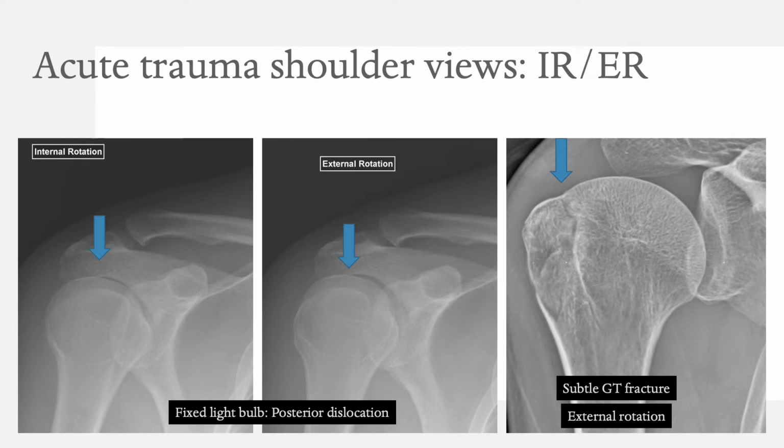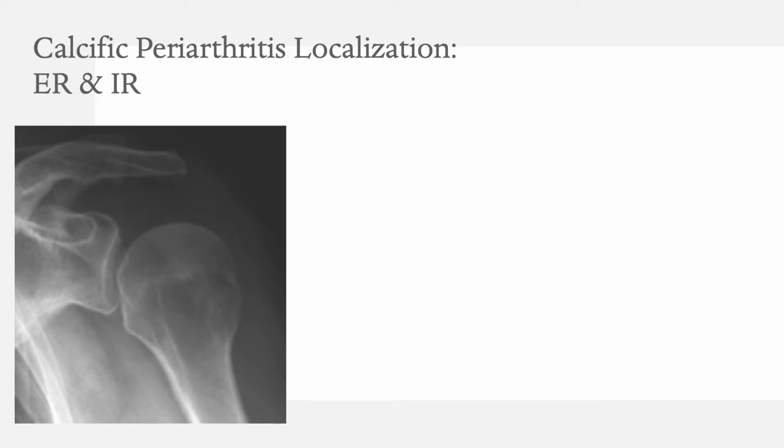Another common reason why patients show up with pain in the emergency room suddenly is because of calcific periarthritis or calcific tendinosis, and here internal and external rotation views can be extremely helpful. So say for example this radiograph, when we look at it straight up front, nothing really jumps out at us and it looks relatively normal, and this is an internally rotated view because you can see that the humeral head looks like a light bulb.